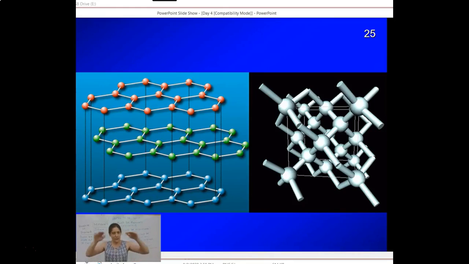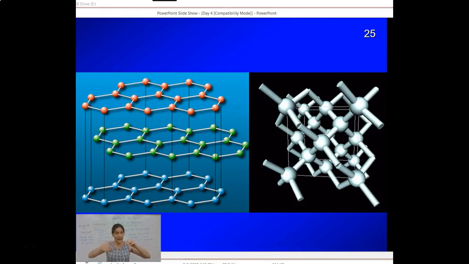Is the diamond the one forming those nice layers, or is diamond the more complex one on the other side? It's the more complex one. What makes diamond so hard is that there's not one nice direction that's easily broken. If we look at the other sample there, the red and green and blue layered sample, that's your graphite.